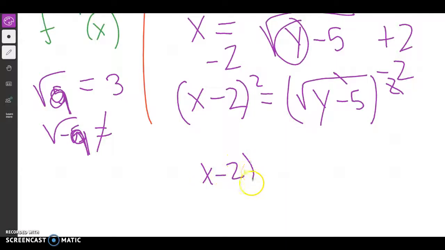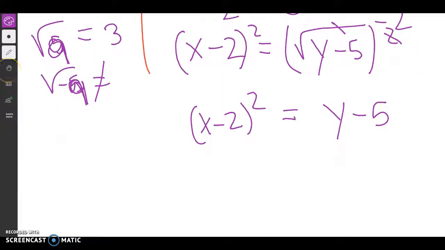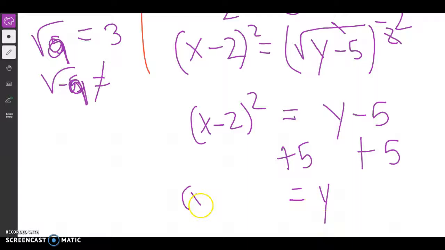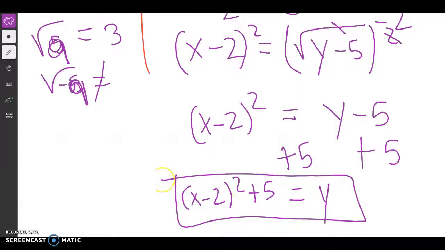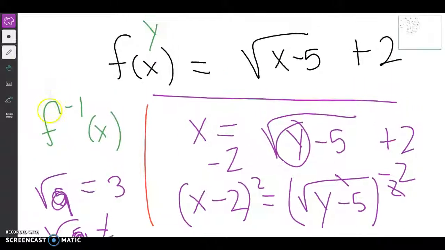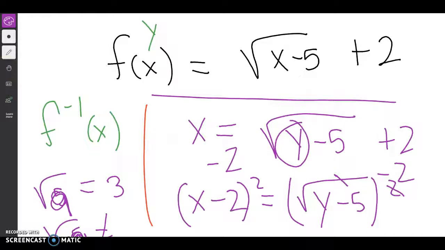I have x minus 2 squared equals y minus 5. Then my last step is add 5 to both sides. So I'd have y equals x minus 2 squared plus 5. And that's it. Again, these behave the same way every single time. You just switch the x and y's.